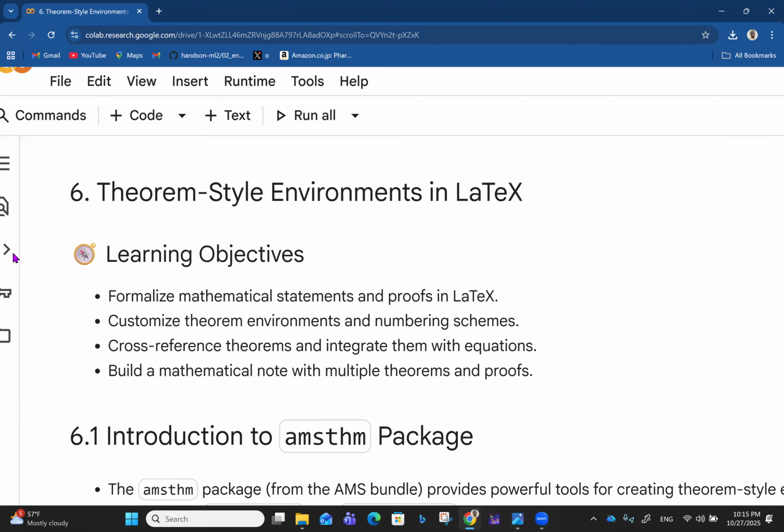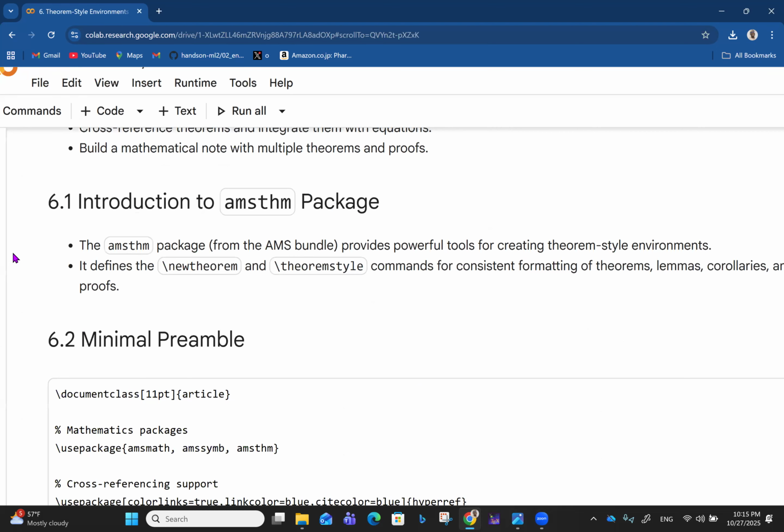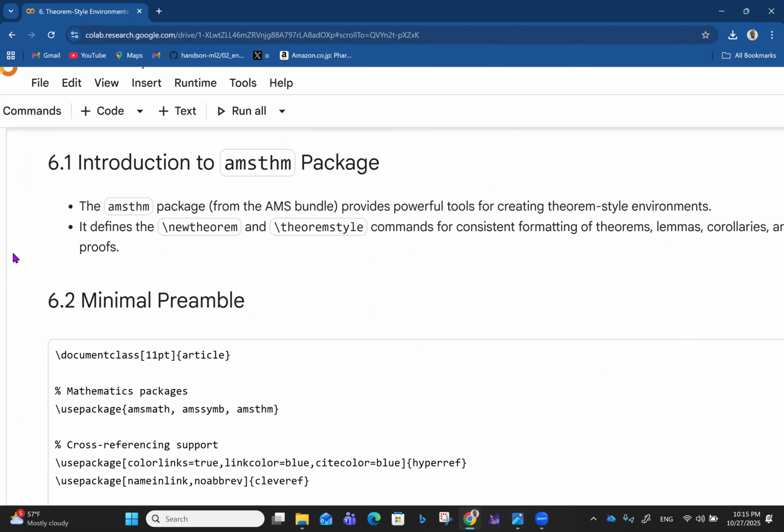And the learning objectives include to formalize mathematical statements and proofs in LaTeX, to customize theorem environments and numbering schemes, to cross-reference theorems and integrate them with equations, and to build a mathematical note with multiple theorems and proofs. Okay, first of all, we get introduced to the THM package, so the AMSTHM package from the AMS bundle.